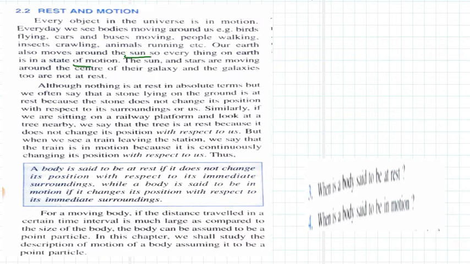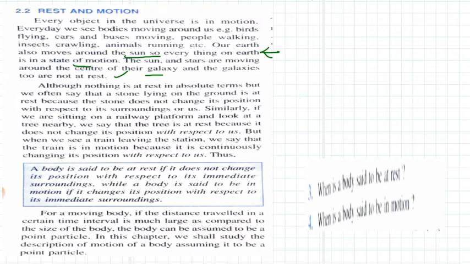This is the reason behind everything moving on this earth. The sun and stars are also moving around the center of the galaxy in which they are found, and these galaxies are also moving. They are not at rest. So in absolute terms, nothing is at rest, everything is always in motion. But we can define rest with respect to the surroundings of an object.